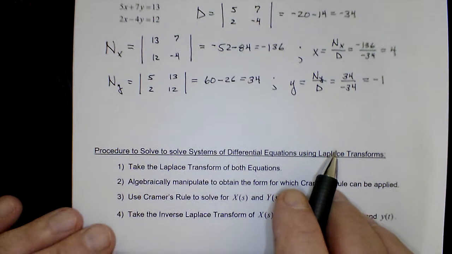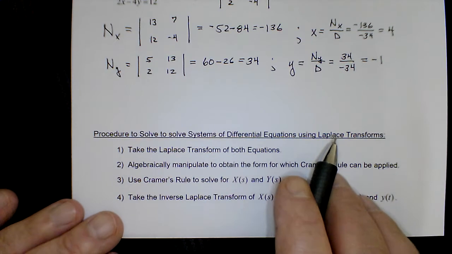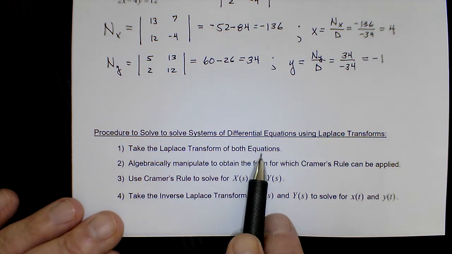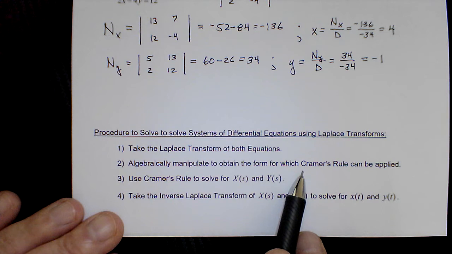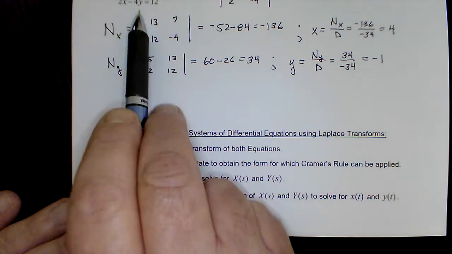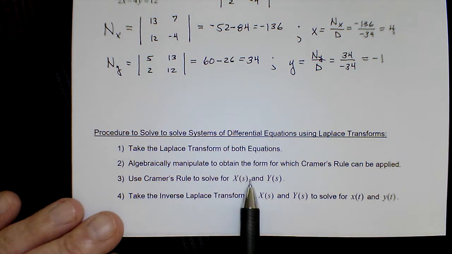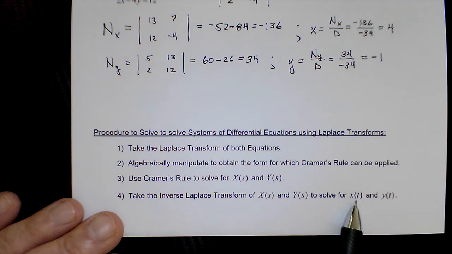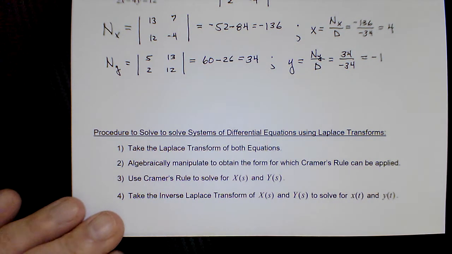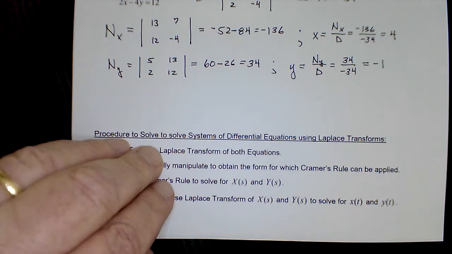Here's a little procedure if you like to solve the differential equation. We're just simply going to take the Laplace of both sides of both of the equations, algebraically manipulate to obtain the Cramer's rule form. So we're going to end up with x of s and y of s, and they're going to be like the x's and the y's. Then we'll use Cramer's rule to solve for them, and then take the inverse Laplace to find the functions that are the solutions to the differential equations, x of t and y of t respectively.